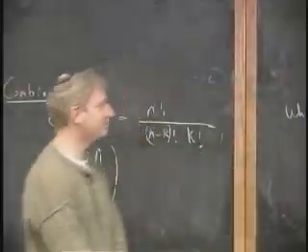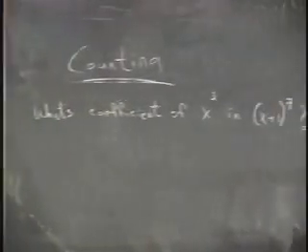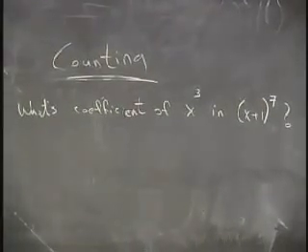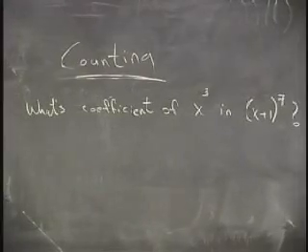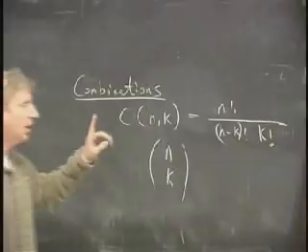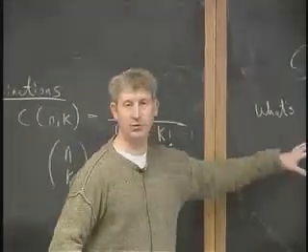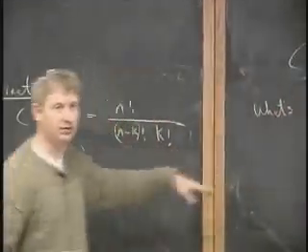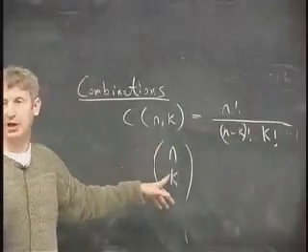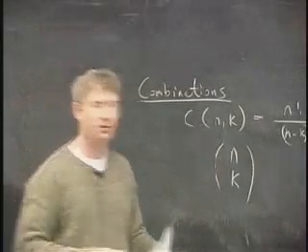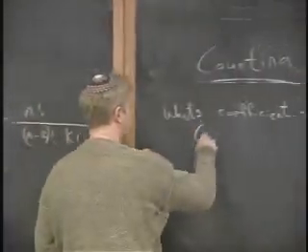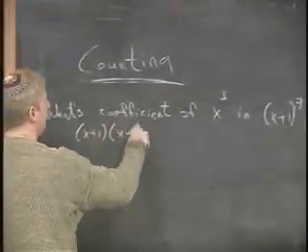Let's see this problem. What's the coefficient of x cubed in (x plus 1) to the 7th? This seems like a completely unrelated problem, but it's completely related to this point. I want to run through this with you because in going through the answer, you'll understand the connection between this counting idea and this question, and you'll understand why these things are called binomial coefficients. So here it is. Here's (x plus 1) to the 7th.